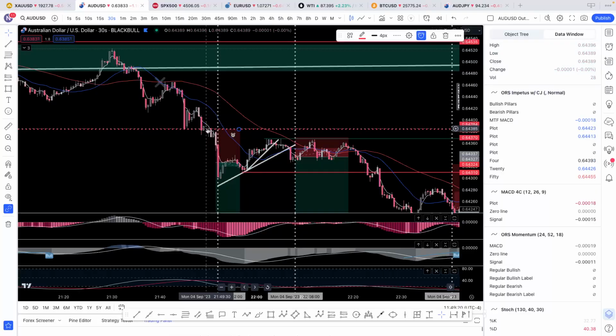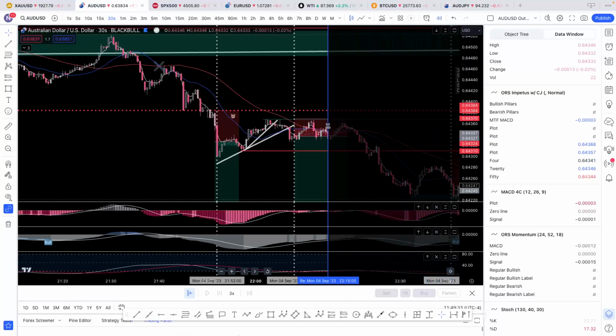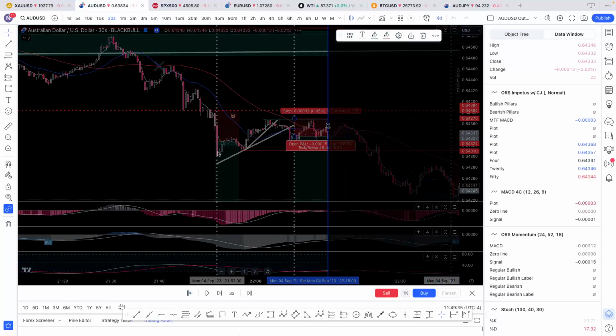And then I was thinking to myself, okay, I've gotten in too late because my 4 had crossed my 20 and then back out again, and price is way down here. So I saw that. So then I'm just going to cut the market off so I don't lose my place here.